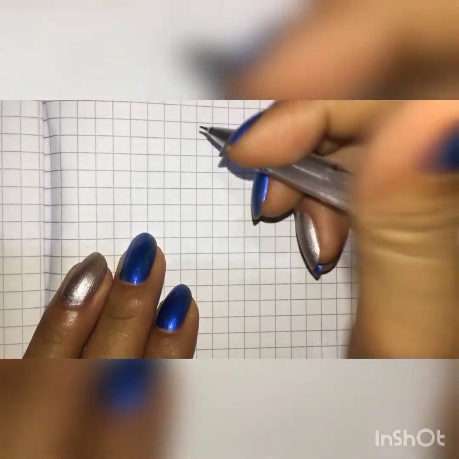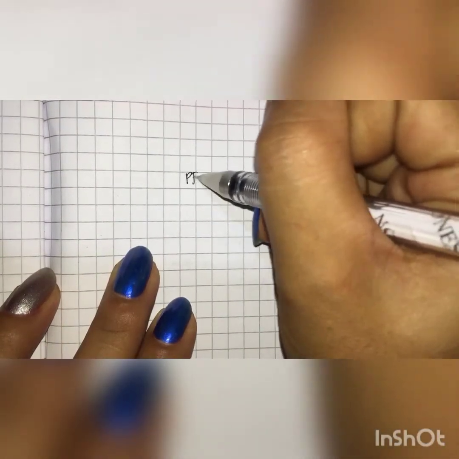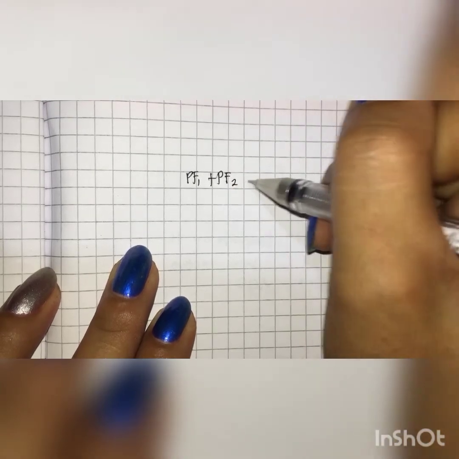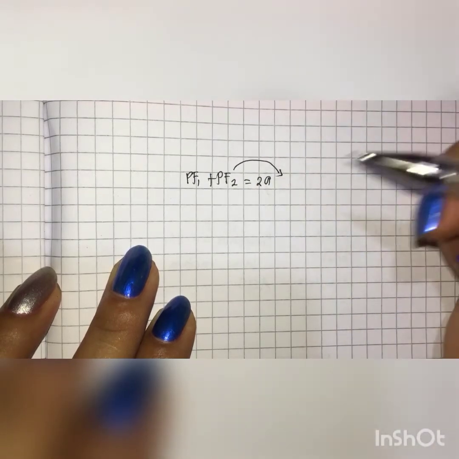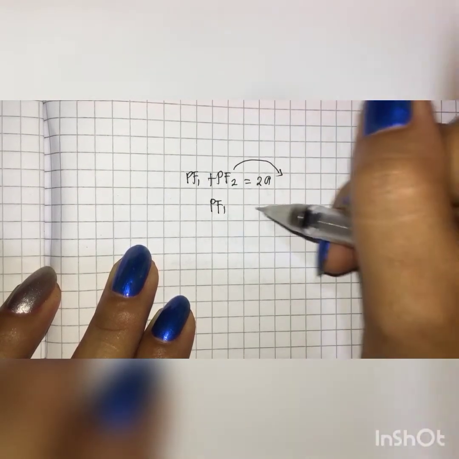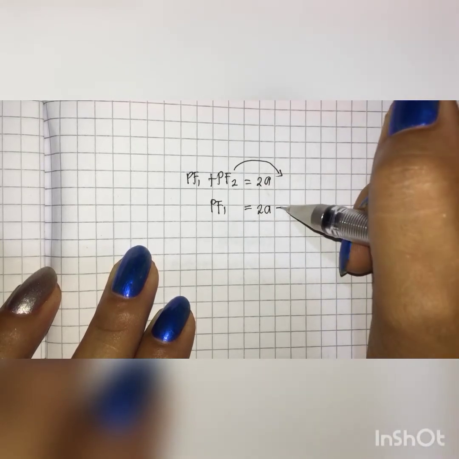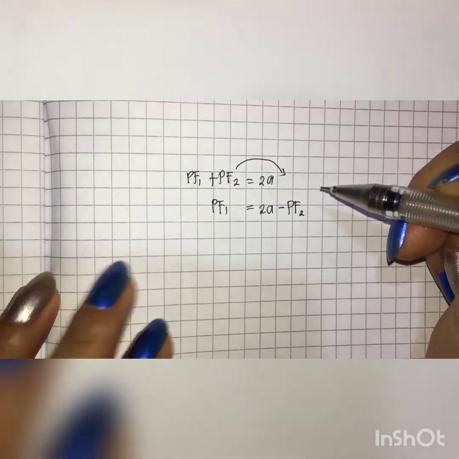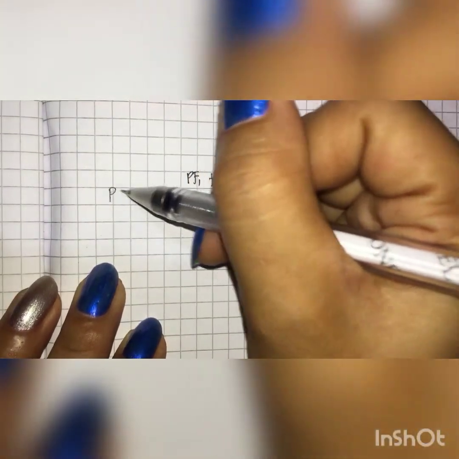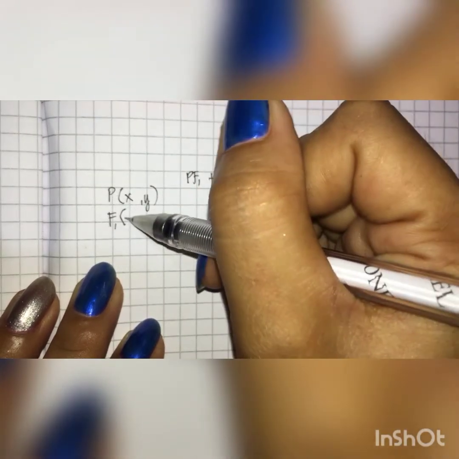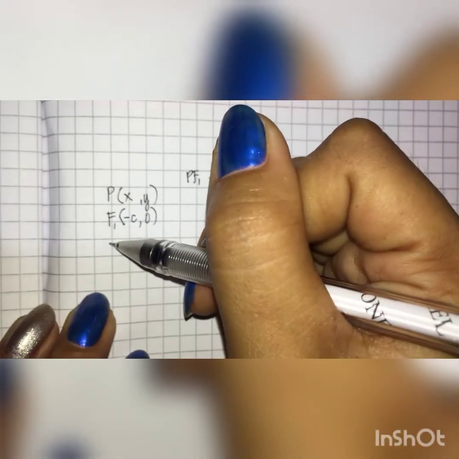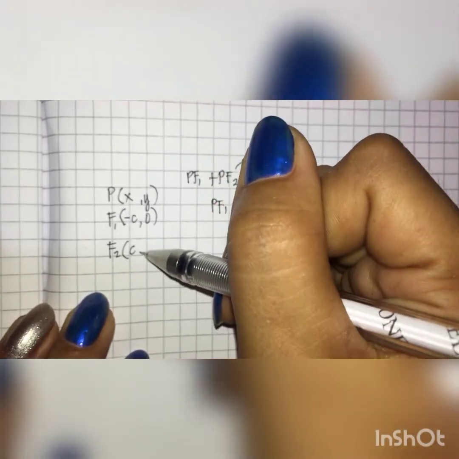To derive the general formula, let us use the equation we got earlier, that is PF1 plus PF2 is equal to 2A. We transpose this PF2 to the other side: PF1 is equal to 2A minus PF2. So we will be using P(x, y), F sub 1 is (negative c, 0), and F sub 2 is (positive c, 0).